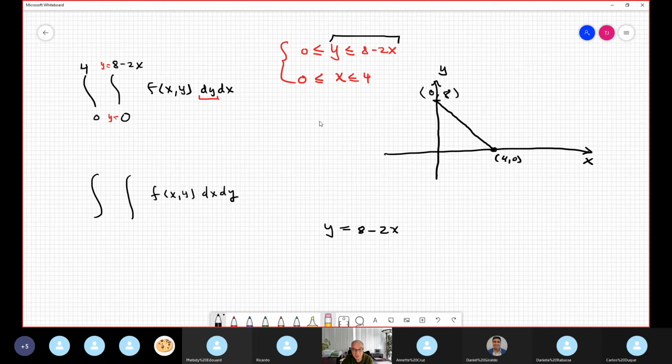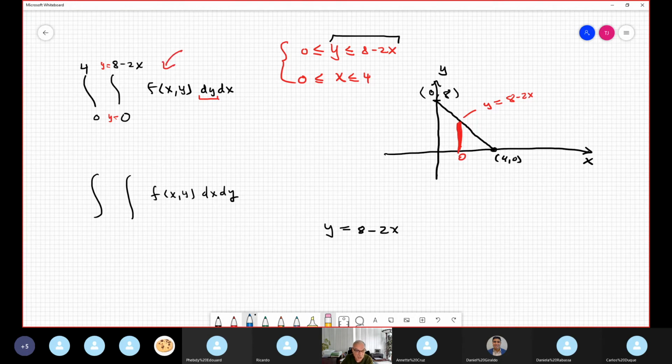And x varies from 0 to 4. So I try to understand the idea for these students. This student is doing the integration in that order, from 0 to the line, the y value of the line, y equals a minus 2x. This 0 is here. And after you extend it from 0 to 4. This is the order of the integration that this student is doing in this integral.